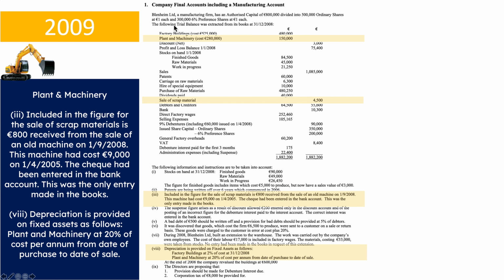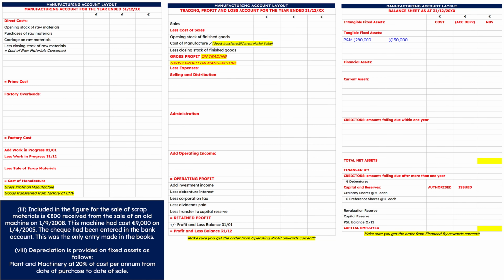So 2009 then, Blenheim Limited, adjustment number 3 and adjustment number 8. So number 3, included in the figure for the sale of scrap materials is €800 received from the sale of an old machine on the 1st of the 9th 2008. This machine had cost 9,000 on the 1st of the 4th 2005. The cheque had been entered in the bank account. This was the only entry made in the books. And then number 8, depreciation is provided on fixed assets as follows: plant and machinery at 20% of cost per annum from date of purchase to date of sale. Okay, so let's get started.